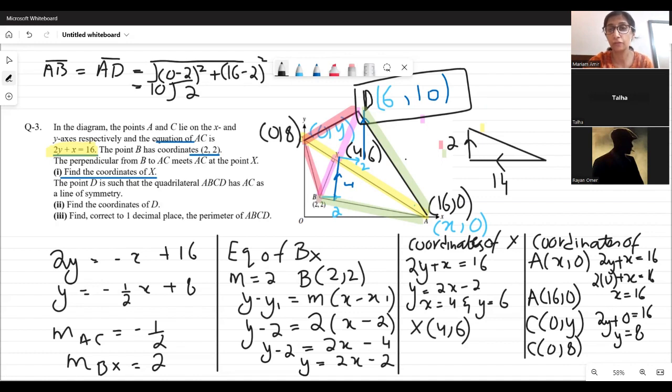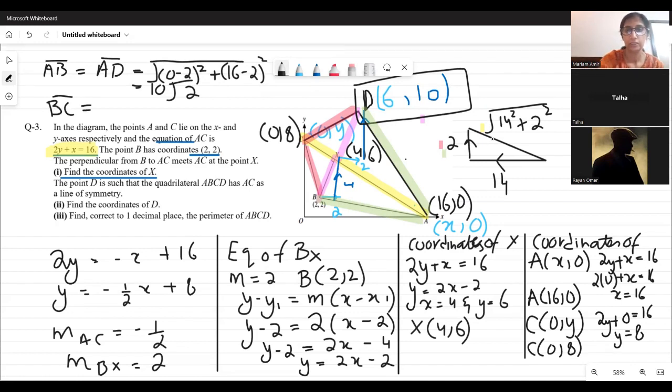So 2. So now you'll have to apply the Pythagoras theorem. 14 square plus 2 square. And it will give you the same answer, 10 under root 2.